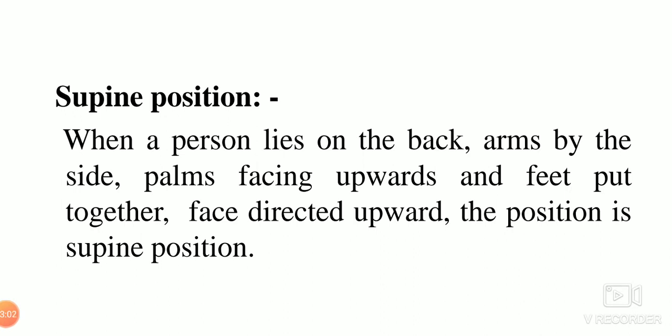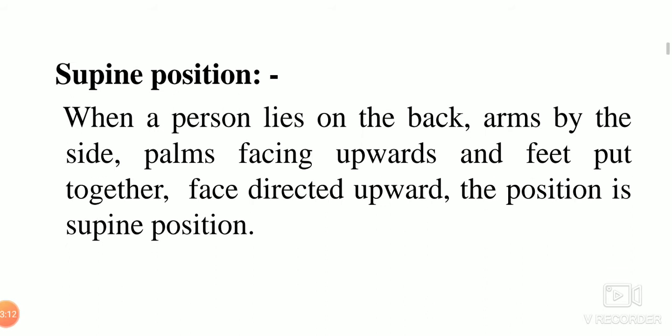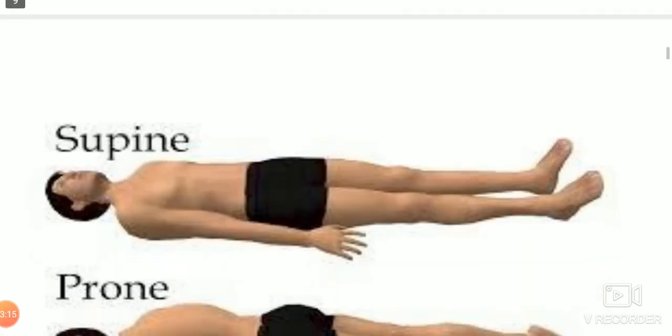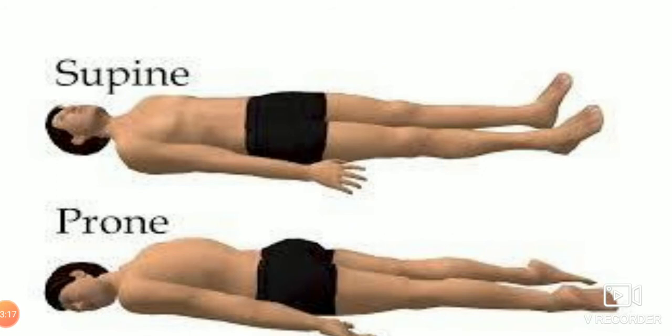Third one is supine position. When a person lies on the back, arms by the side, palms facing upward, feet together, face directed upward, the position is known as supine position. Here you can see supine as well as prone position. The person lies on the back, face directed upward, arms by the side, palms facing upwards and feet together. Here in the image the palm is directed downward and the feet are not together, so this is wrong, but just remember. These are two mistakes in this diagram.